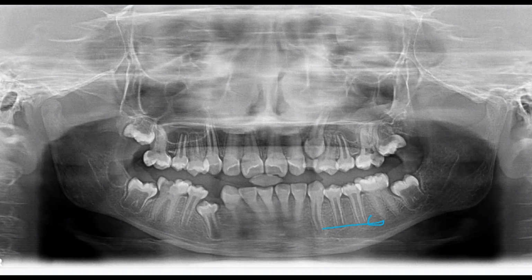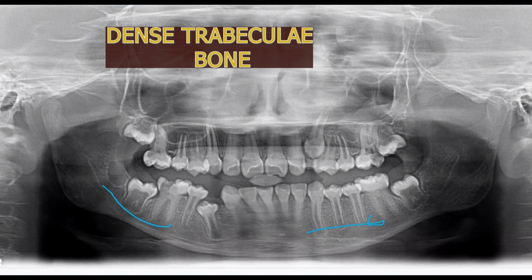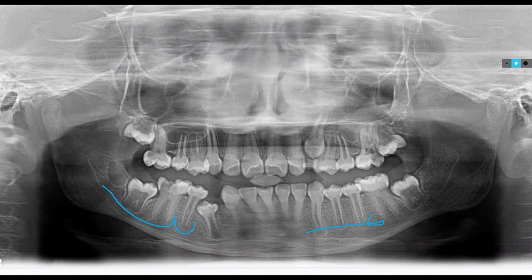Further, an OPG was done for this patient, and the OPG revealed a bit dense trabecular pattern of bone with respect to the mandible area. You can see the bone looks much denser than usual.